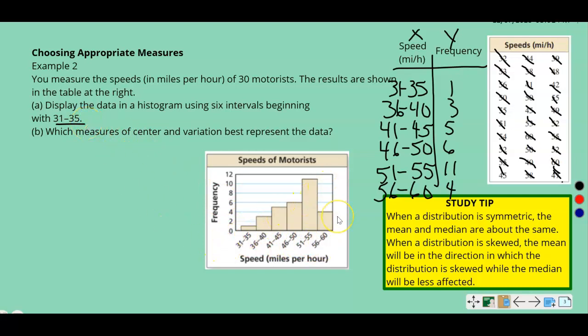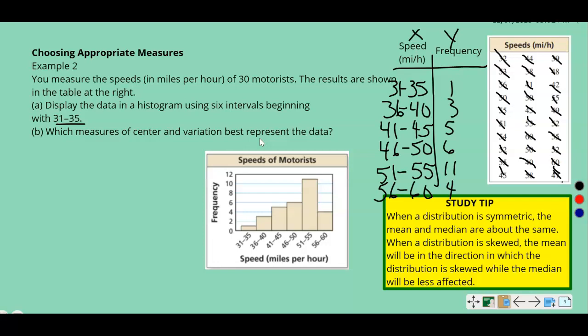And that makes your histogram. All right, so example A, display the data in a histogram using 6 intervals beginning with 31 through 35. Okay, so that's this table here. Sorry, this table combined with this is the histogram. All right, B part, which measures of center and variation best represent the data?